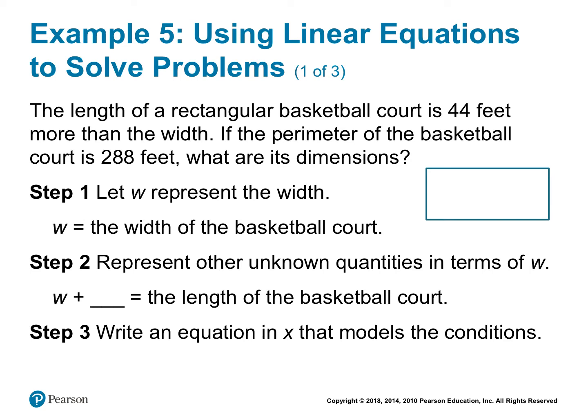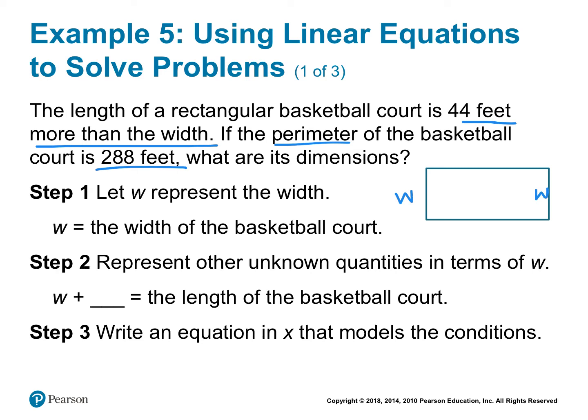Okay, example 5. So this one's talking about perimeter. The length of a rectangular basketball court is 44 feet more than the width. If the perimeter of the basketball court is 288 feet, what are its dimensions? Okay, so we're going to let W represent our width here. So W is going to be the width of the basketball court, so I'm going to put a W here and a W here.